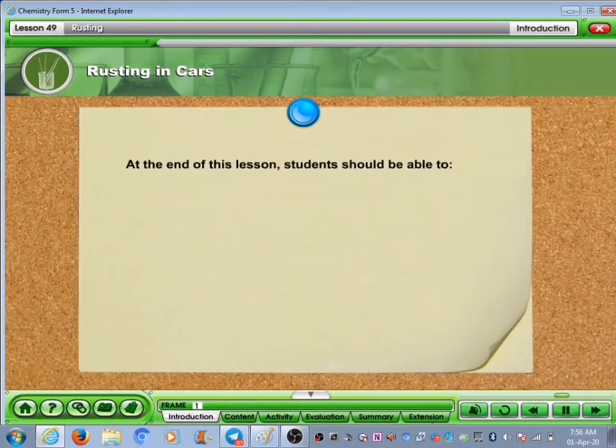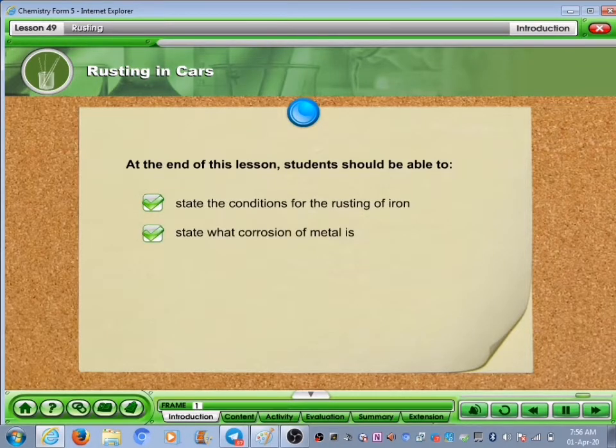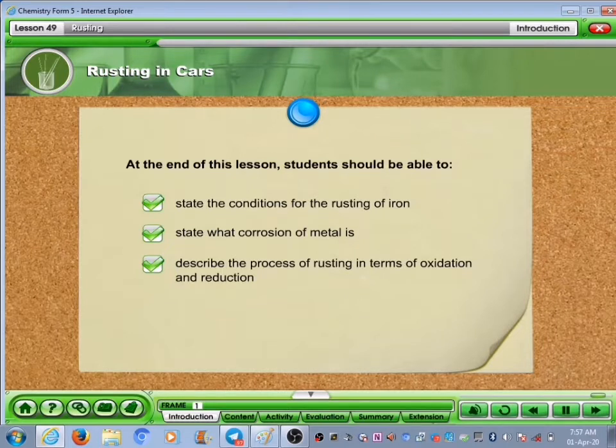At the end of this lesson, students should be able to state the conditions for the rusting of iron, state what corrosion of metal is, and describe the process of rusting in terms of oxidation and reduction.